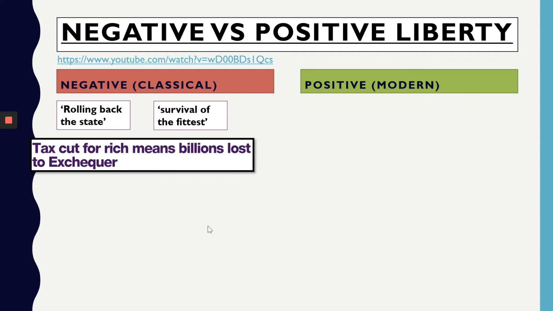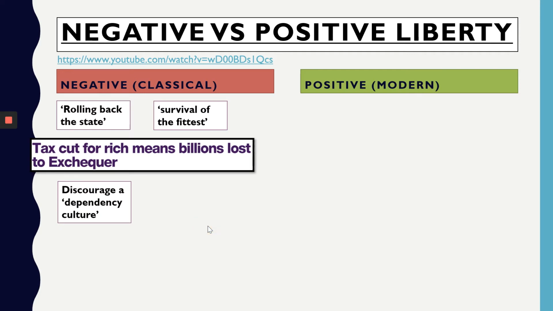This headline here: tax cut for the rich means billions lost to exchequer. Now, this is an example of classical liberalism because, again, taxes are a way of the state intervening in our lives and redistributing wealth between us. So anything that minimises taxes is an example of classical liberalism because we're withdrawing the state's intervention in our lives.